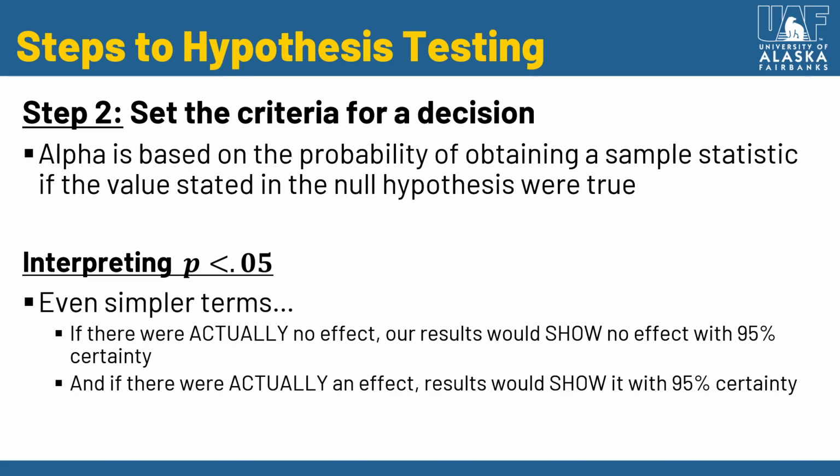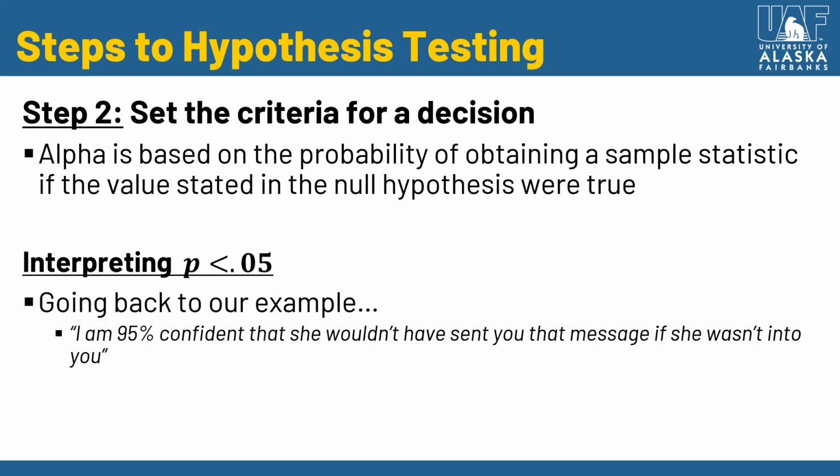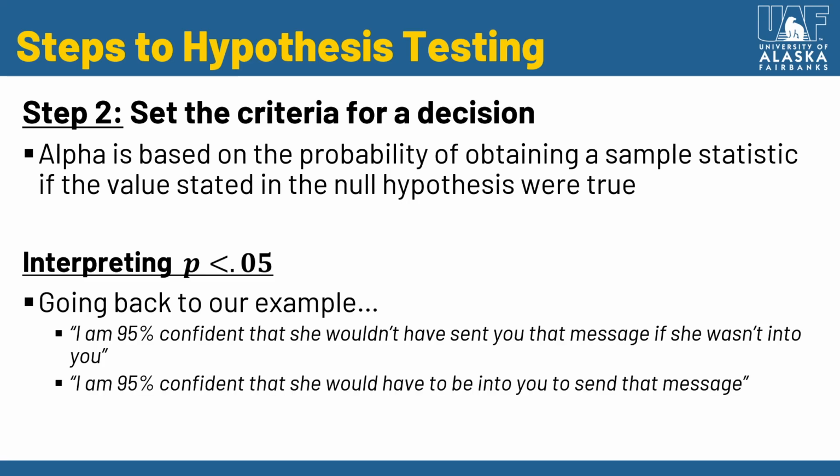Some start to get slightly less accurate, but I think the cost is worth the benefits here. The benefits being just understanding this. So going back to that example with my crush in high school, you could say, okay, I'm 95% confident that she wouldn't have sent that message to you if she wasn't into you. Right, and that's a double negative, so maybe that one doesn't stick as easily. So you could say, I am 95% confident that she would have to be into you to send that message. Right, this is kind of the logic.